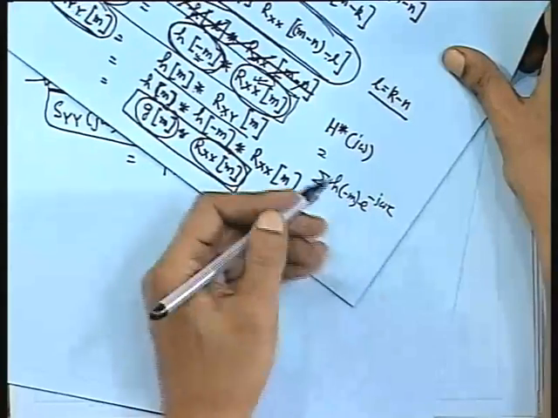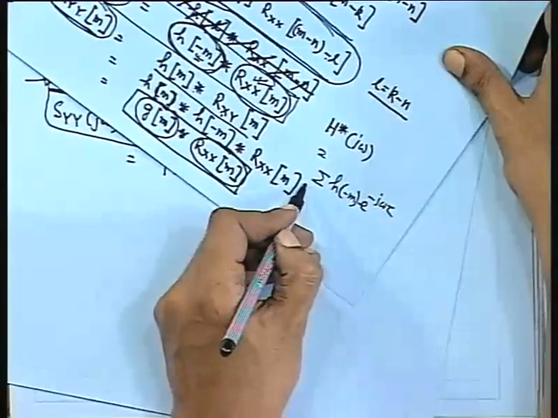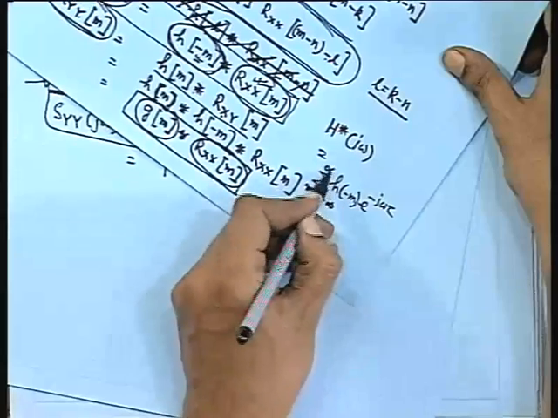See, if you have to take what is h star j omega, h star j omega is nothing but, in place of e to the power j omega tau, you have to put minus j omega tau. So you have to take the complex conjugate, right? So it will be now h of minus m e to the power minus j omega tau, and then sum, because it's a discrete thing, so we take sum. So you will take m is equal to minus infinity to plus infinity.